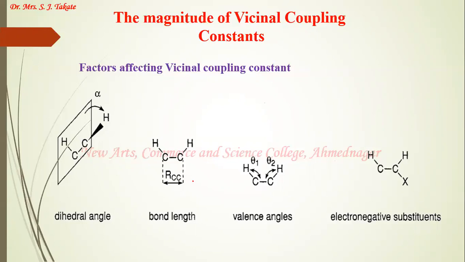Sometimes the coupling constant values are negative also, especially the two bond coupling constant values. But the negative or positive sign of the coupling constant value does not change the appearance of the signal. Whether it is positive or negative, the appearance of the signal remains the same. So the sign of the coupling constant doesn't matter. Some one bond coupling constants, especially carbon fluorine coupling constants, are also negative in sign.